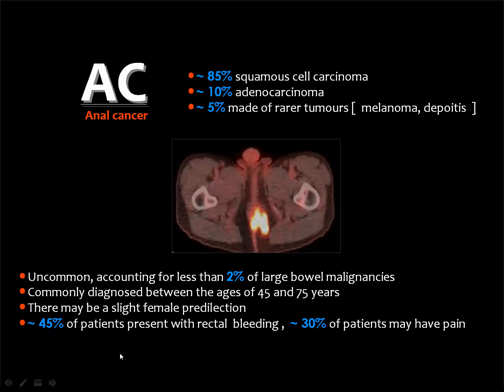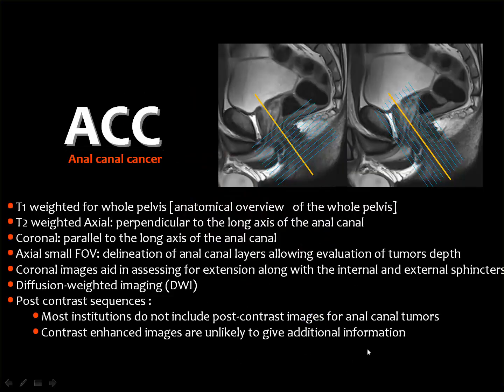About 45% of patients present with rectal bleeding. About 30% may have pain. Then you remember the best method for evaluation of the anal canal by MRI is to have the sections in orthogonal planes, meaning relevant to the direction of the anal canal. You get the axial images perpendicular to the direction of the anal canal, and the coronal images parallel to the direction of the anal canal.